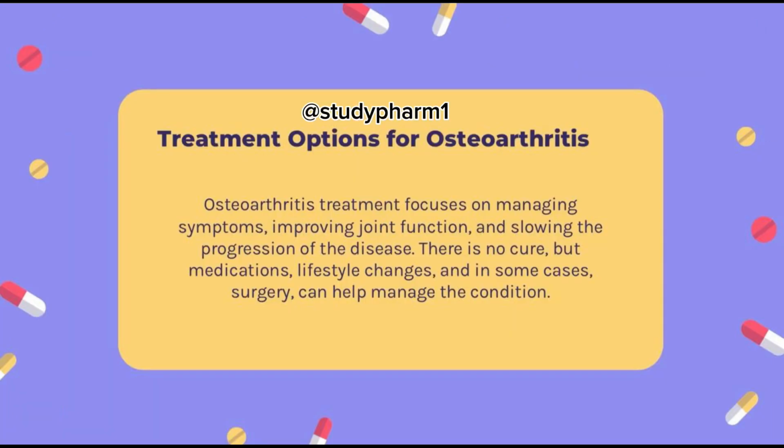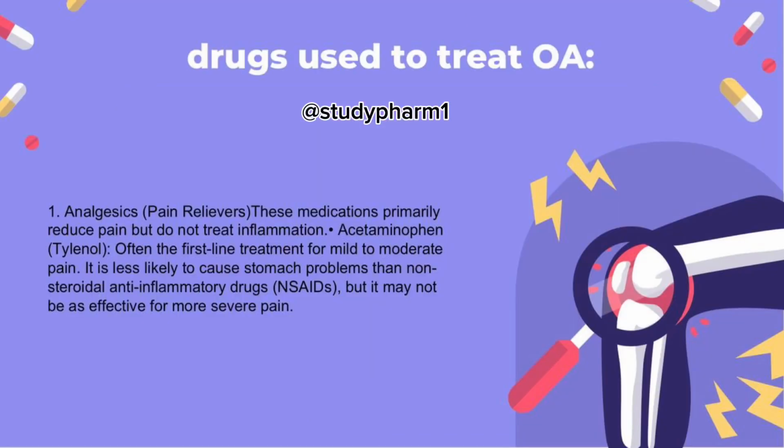Treatment options for osteoarthritis. Osteoarthritis treatment focuses on managing symptoms, improving joint function, and slowing the progression of the disease. There is no cure, but medications, lifestyle changes, and in some cases, surgery, can help manage the condition. Drugs used to treat OA. 1. Analgesics, pain relievers. These medications primarily reduce pain but do not treat inflammation.